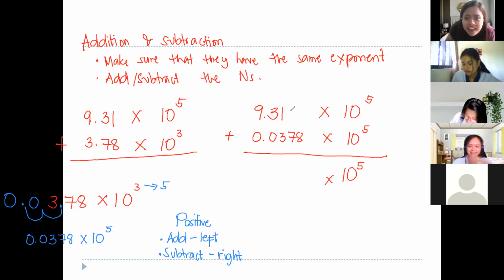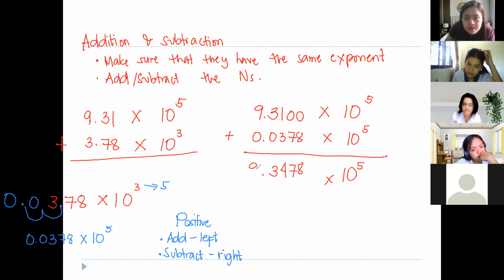Okay. And then we can now add. Definitely, when there is no number there, this will be 0. Let me just place it here. So 0 plus 8, of course 8. 0 plus 7 is 7. 1 plus 3 is 4. 3 plus 0 is 3. And 9 plus 0 is 9. So the answer now here is 9.3478 times 10 raised to the power of 5. That is for the addition.